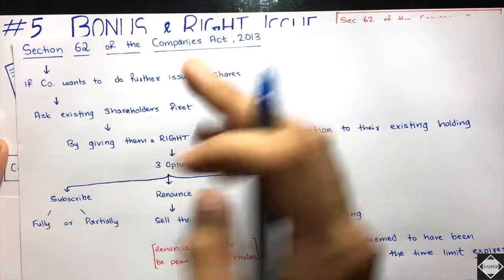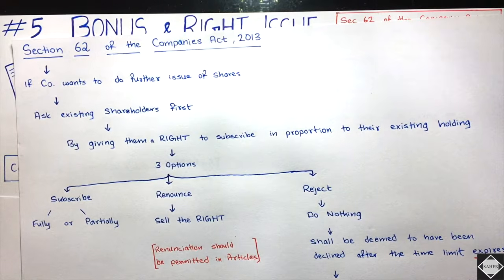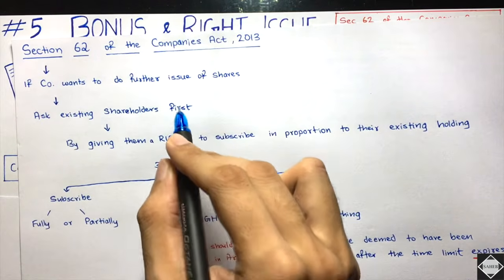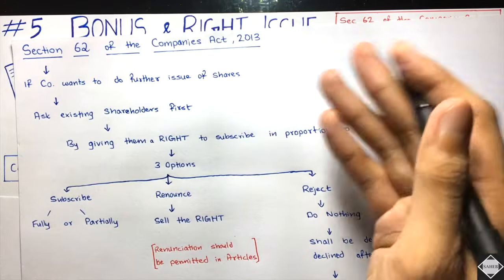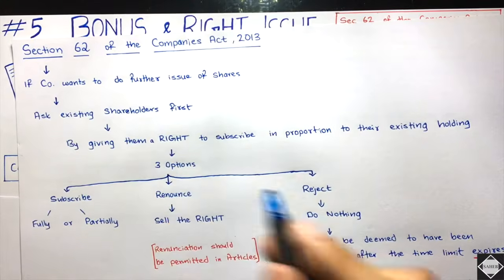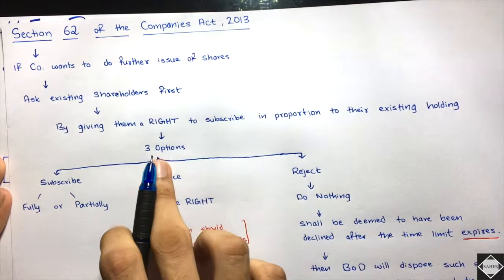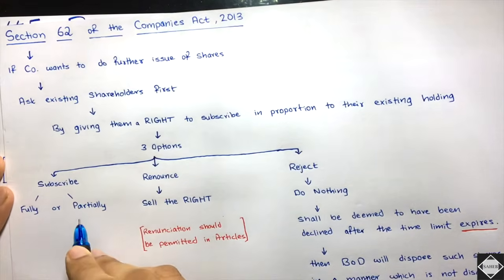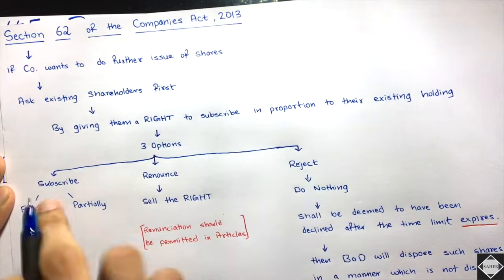If a company wants to do a further issue of shares, then the company has to ask the existing shareholders first: either pass a special resolution and go for a fresh issue of equity shares to outsiders, or go for a rights issue. In a rights issue, the existing shareholders are given three options: subscribe fully or partially. Partially means a combination of all these options.